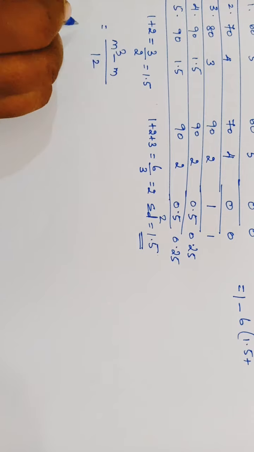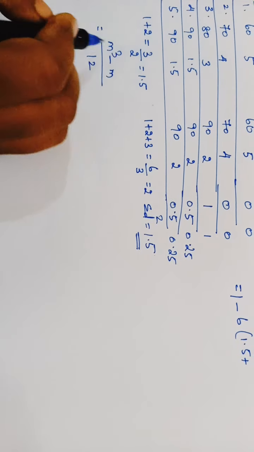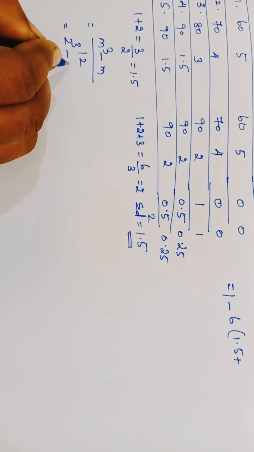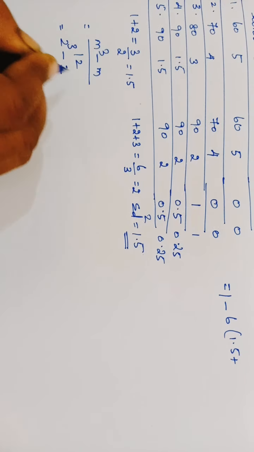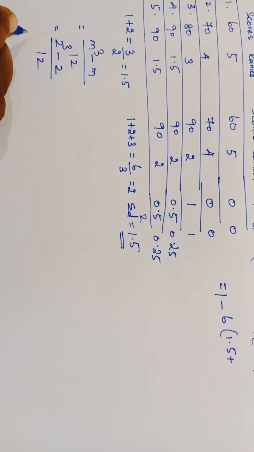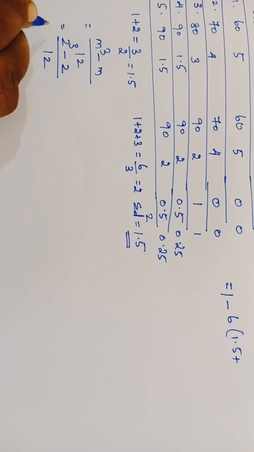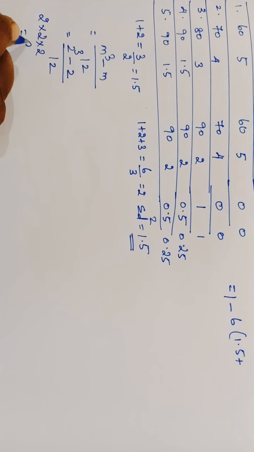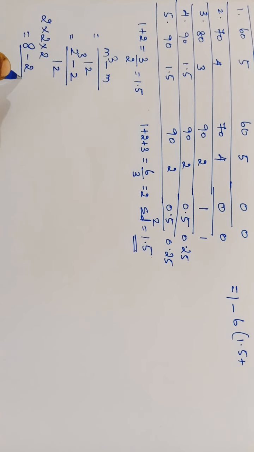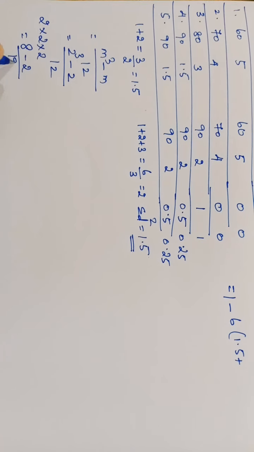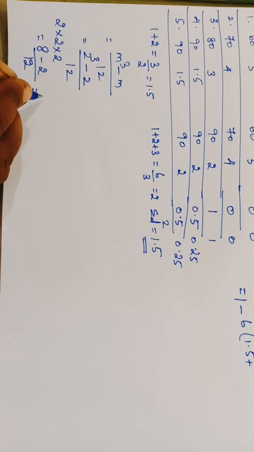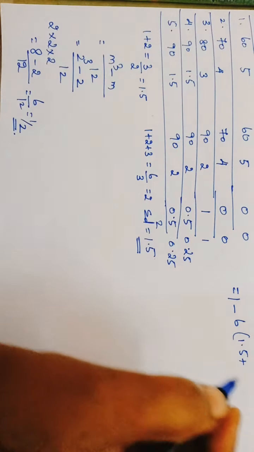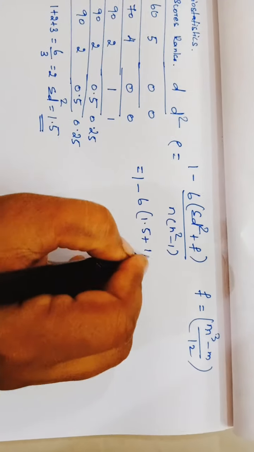Here, since the rank is repeated 2 times, our m is 2. So 2 power 3 minus 2, divided by 12. 2 power 3, you know very well, is 2 into 2 into 2, that is 8. 8 minus 2 is 6, divided by 12, that is 6 by 12, 1 by 2. So here we will have 1 by 2.